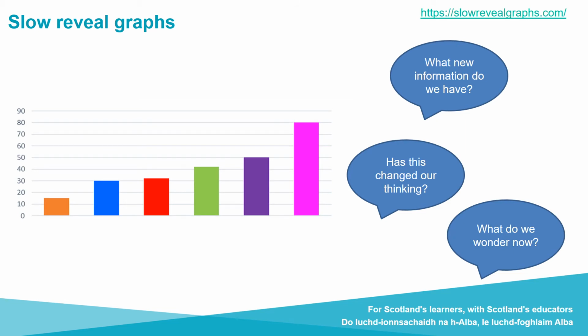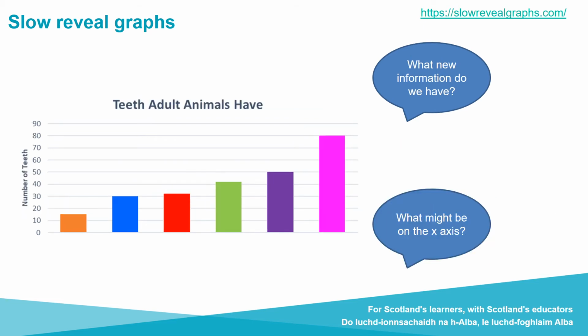What do you notice? And what do you wonder? Next, a little bit more information is provided. What new information do we have? Does this change your thinking? And what do you wonder now? Again, some new information is revealed. What do we know now? What might be on the x-axis? Give learners lots of time to process each stage and really think about what it is that they are seeing.